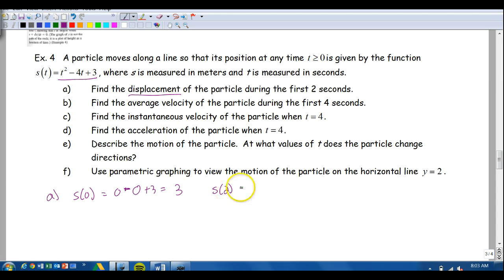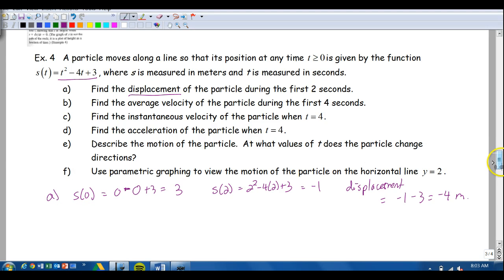Now we're going to do 2 seconds. So 2 squared is 4 minus 8 is negative 4 plus 3 is negative 1. So at 0 it's at 3, at 2 it's at negative 1. So our displacement is the change. And that's equal to negative 1 minus 3, or negative 4 meters. Which means it moved 4 meters in the negative direction, whichever direction that is. Let's say it's right. Or I'm sorry, left. Usually right is positive, left is negative.